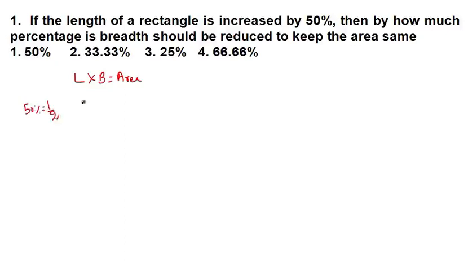Fine. So the length of the rectangle is increased by 50%, which means that before it was 2, now it is increased by 1, so 2 plus 1 is 3, right? Before the length was 2, now the length is 3. In the next statement it is written, by how much percent should the breadth be reduced so that the area should be the same. Here breadth is not given, so we can assume it as x or 1.